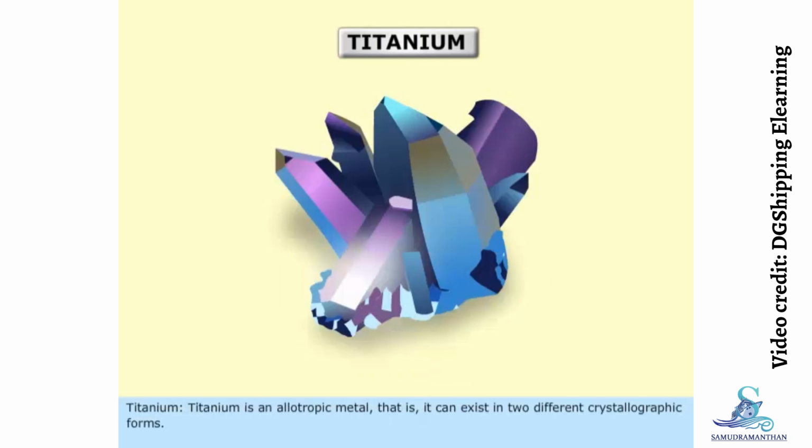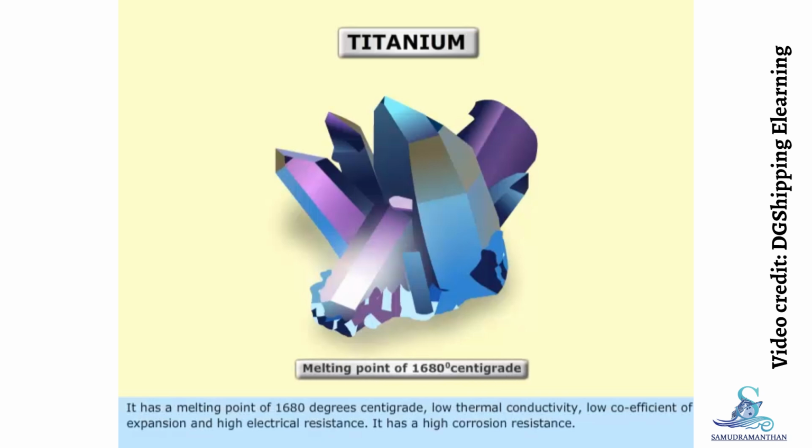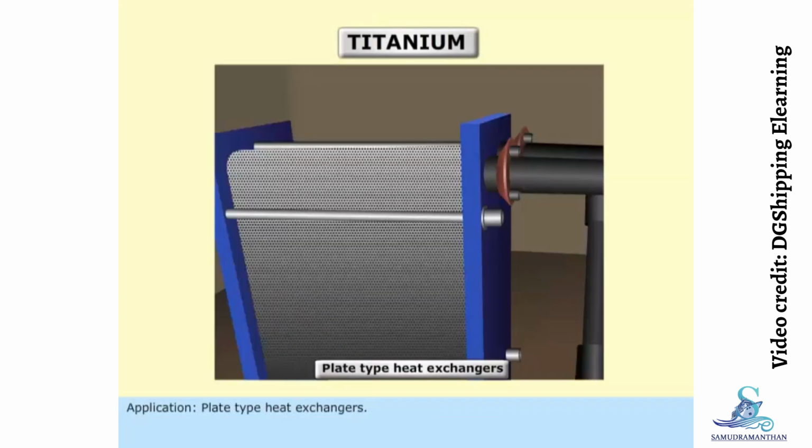Titanium. Titanium is an allotropic metal. That is, it can exist in two different crystallographic forms. It has a melting point of 1680 degrees centigrade, low thermal conductivity, low coefficient of expansion, and high electrical resistance. It has a high corrosion resistance. Application: plate-type heat exchangers.